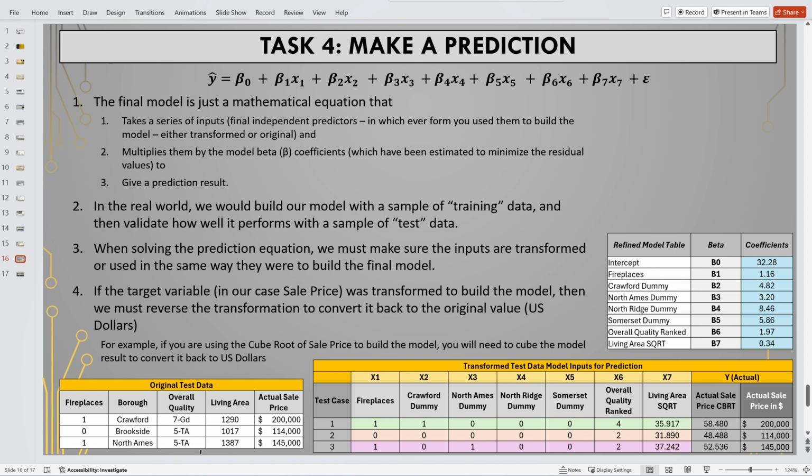We also have our overall quality rank, where 1 was below average, 2 was typical average, 3 was above average, 4 was good, 5 was very good, and 6 was excellent. So we have our ranked version here, and then we have our square root of sale price here. And then we have our actual sale price values, and then our cube root of sale price value, which is what we use to build the model.